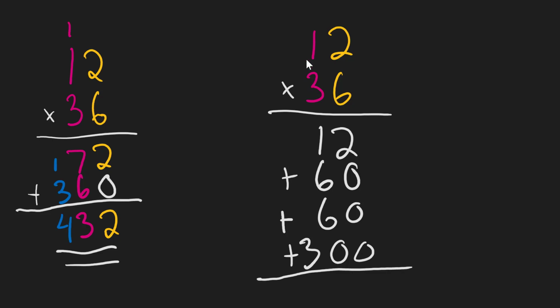We can just add everything. 2 plus 0 is 2. And 1 plus 6 is 7, plus 6 is 13. So we'll write down the 3 and carry over the 1.